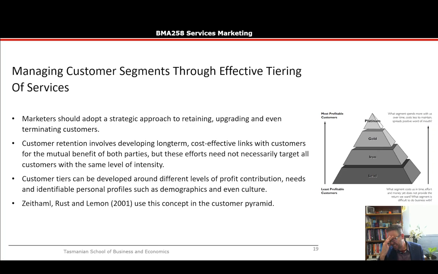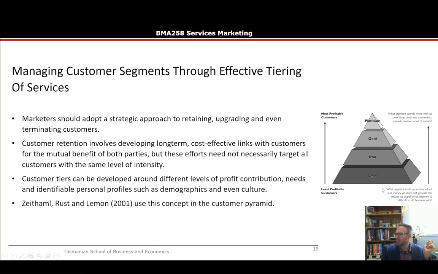Now, it's 20 years old, and we've moved on from the most profitable customers to the most valuable customers. For that key reason I was talking about, sometimes our customers might not bring the most profit, but they still bring a lot of other valuable benefits to our business. So you've got to try and account for that as well. In here we have platinum, gold, iron, and lead. The platinum segment spends the most with us over time, costs least to maintain, and spreads positive word of mouth. They are the most valuable to our business.